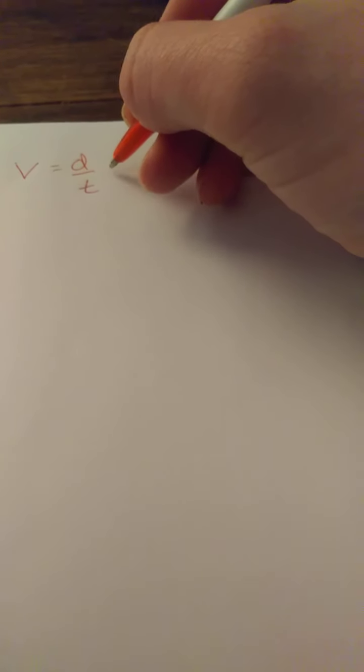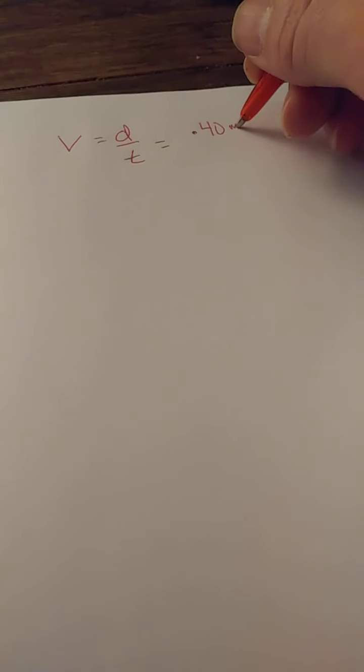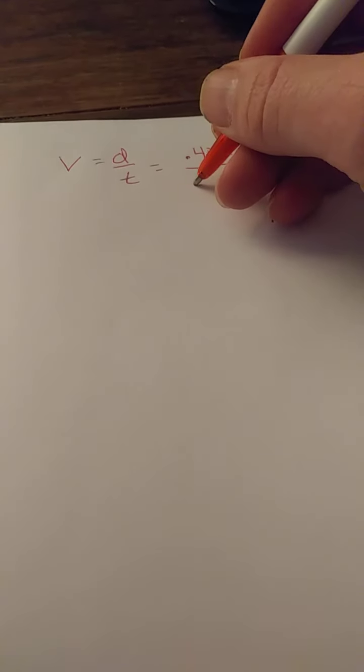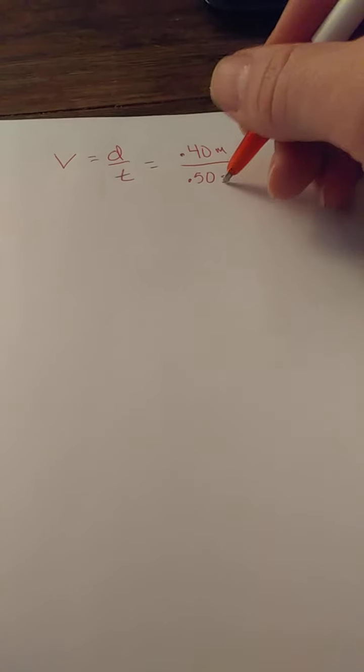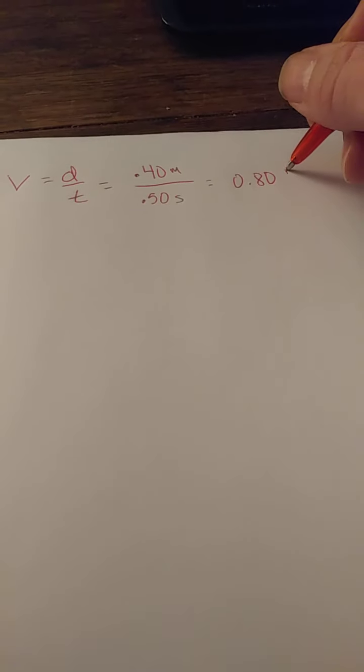Okay, so the first step here is to calculate V for each trial. Remember, V is D over T. D, remember I recorded that, is 0.40 meters. It's going to be the same for every trial. Time for the first trial, and this came out to 0.80 meters per second.